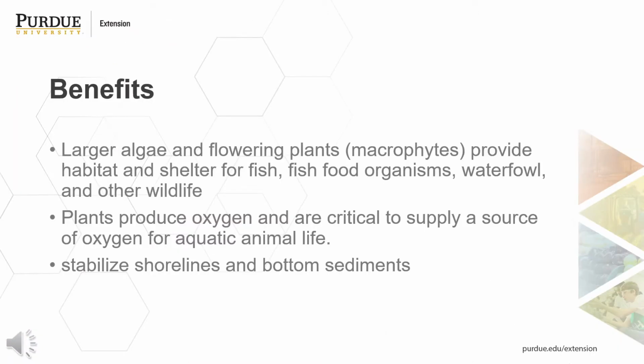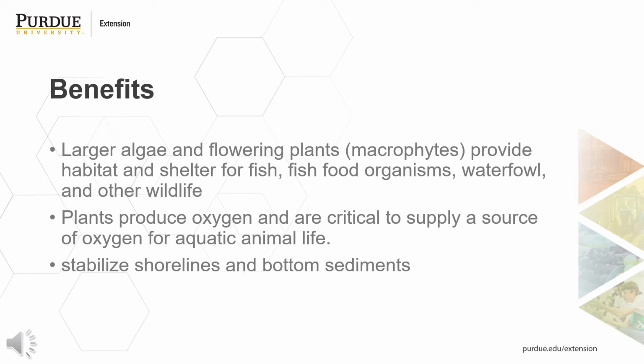Although many people want to reduce vegetation in a body of water, it's important to remember that aquatic plants are essential components of healthy aquatic systems. Remember, all plants, whether on land or in and around water, photosynthesize. A few benefits to aquatic vegetation are that larger algae and flowering plants provide habitat and shelter for fish food organisms, waterfowl, and other wildlife.